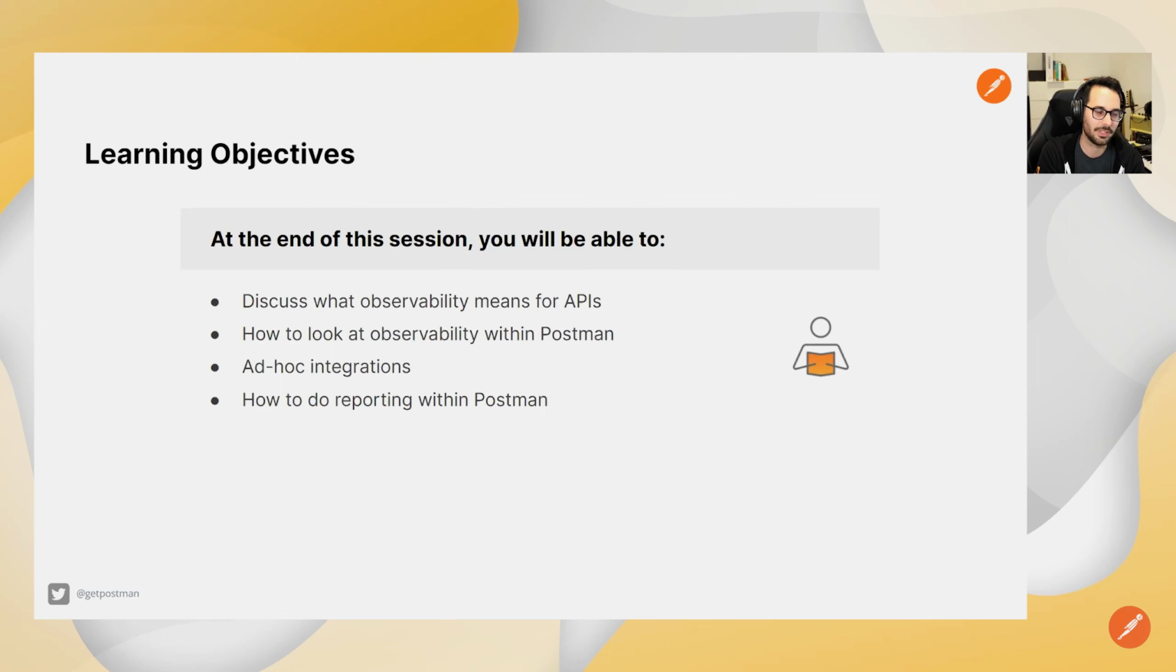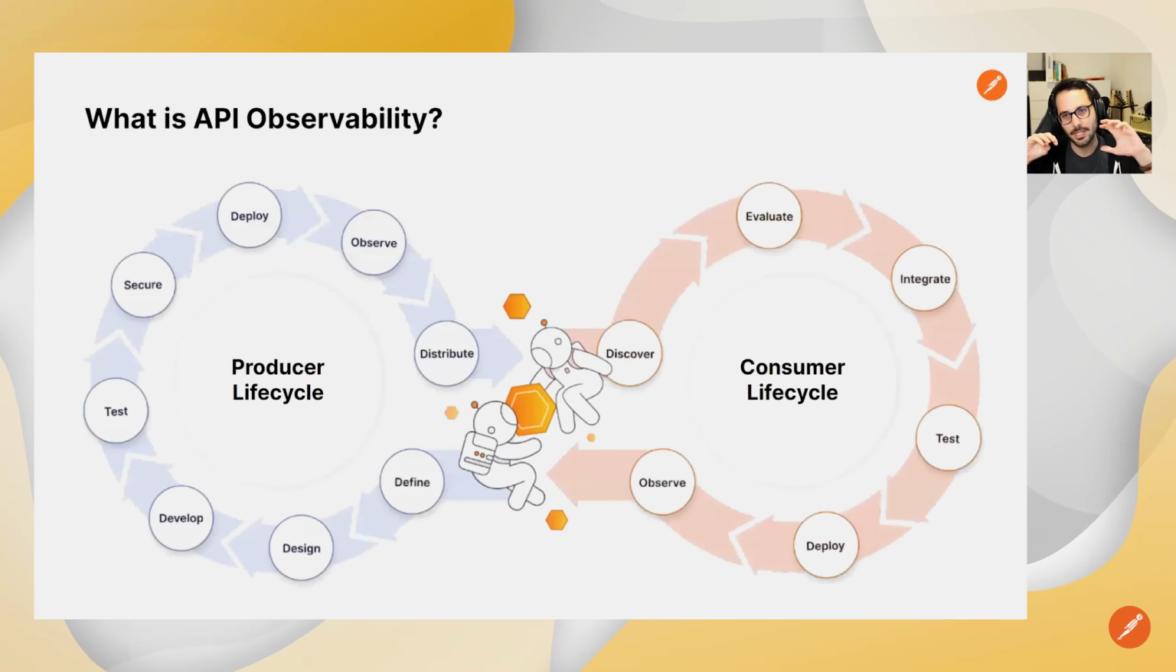But if we look at the definition, I want to take a step back and think about the API lifecycle. So the API lifecycle is what we think about. Anyone that produces an API will go through that flow. So they start defining, designing, developing, testing, etc. And they have a phase which is called observing. So it's: I deployed my API, now I want to observe what's happening.